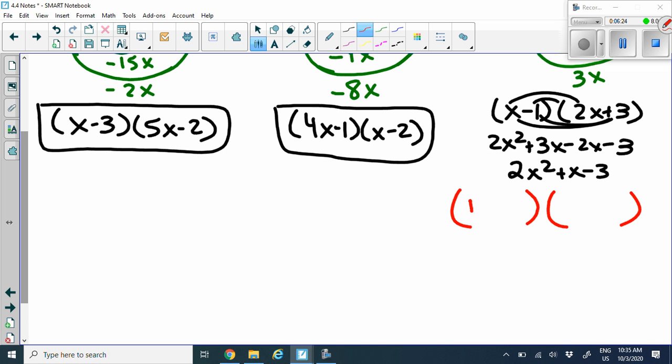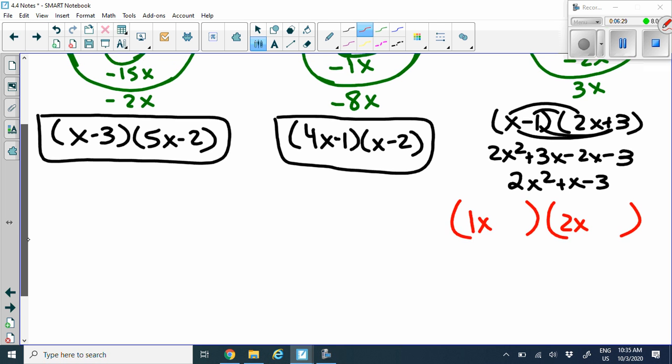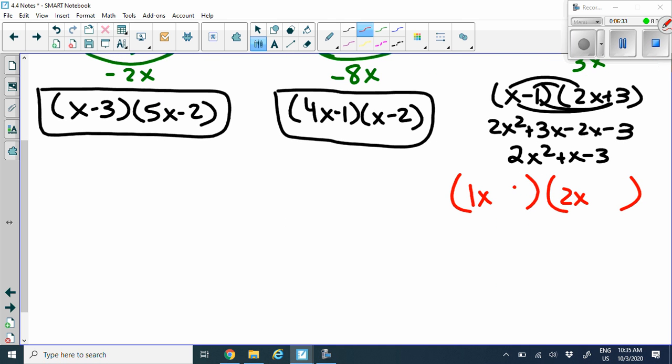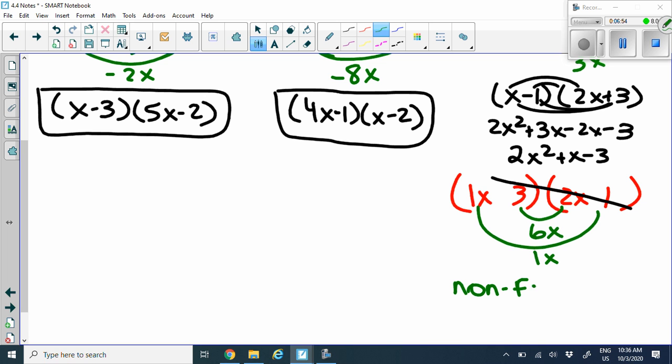Okay, my first was a 1x and 2. Now I put 1 and 3 in my first set there, okay? So what I'm going to do is switch. So I'm going to have 3 and 1 and see if this works. So I get 6x, and then 1 times 1 gives me 1x. Well, if I added or subtracted 6x or 1x, could I just get an x? No. So this doesn't work either. So that means this is going to be our non-factorable. Or you could also say cannot factor.